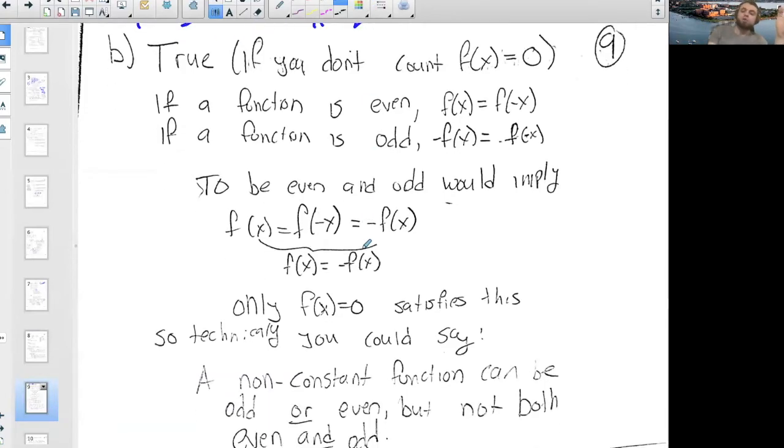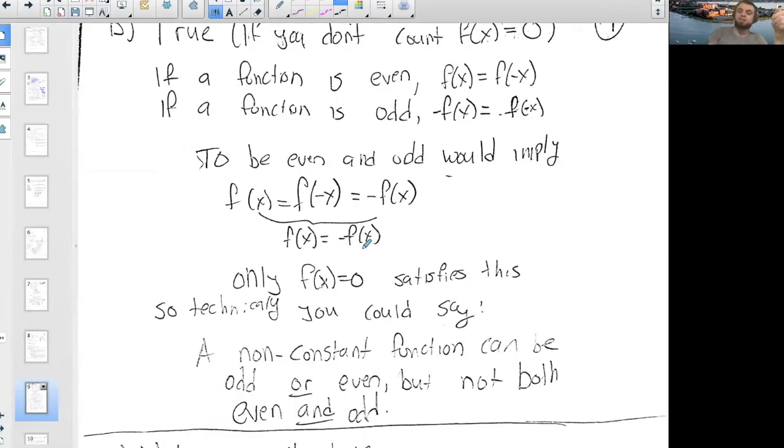Okay, so technically only f of x equals 0 satisfies this, because 0 is the only thing that's equal to negative itself, right? Because otherwise no function is equal to its opposite. Think about it. What number is equal to its opposite? None of them are, except 0. If you're thinking constant functions, those don't work either.